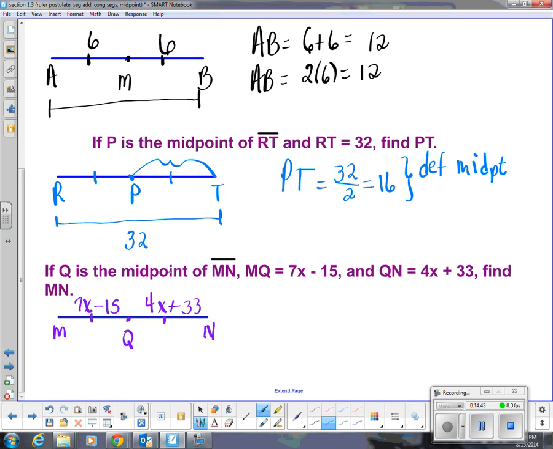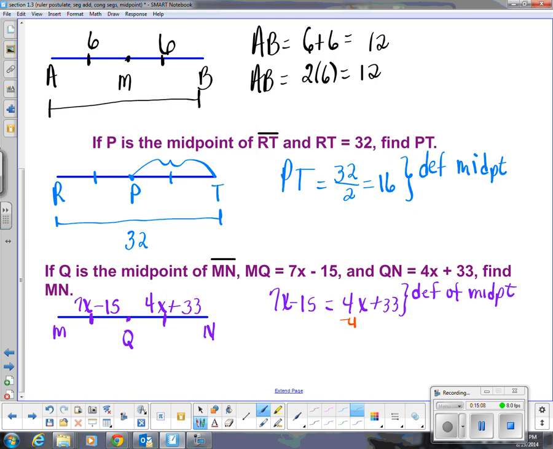If you hear the word midpoint, what do you look for? And there's the markings right there. You look for two equal segments. So we're going to have 7x minus 15 is equal to 4x plus 33. Justify. Every time you write the equation, justify why. Definition of midpoint.